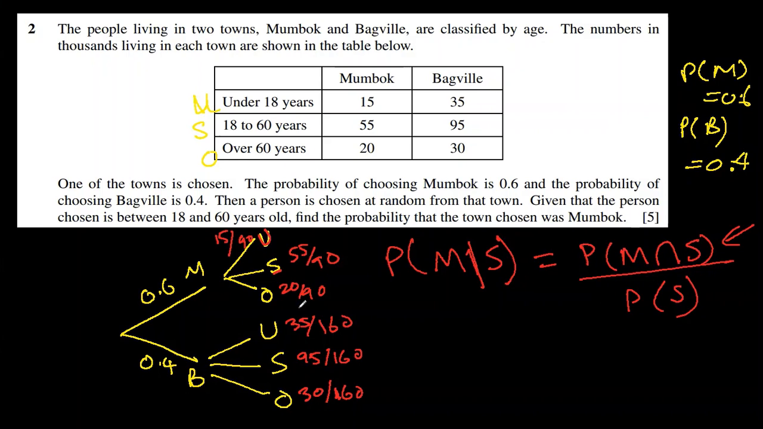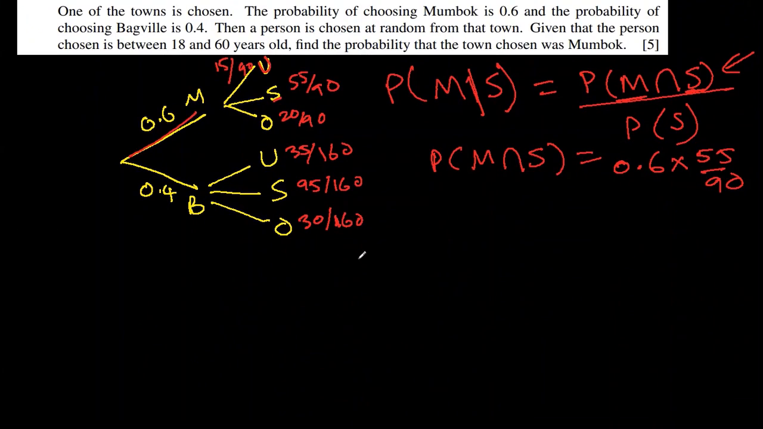In our tree diagram, that's why I said the tree diagram helps a lot, there is the branch that shows that the person is from Mumbok and he is between 18 and 60 years old. This is the branch they are talking about, so we will find the probability of this branch. The probability of M intersection S, where both of them are happening, is 0.6 first, as the person should be from Mumbok, and then the probability will be 55 out of 90. We got the numerator. Let's go to the denominator.